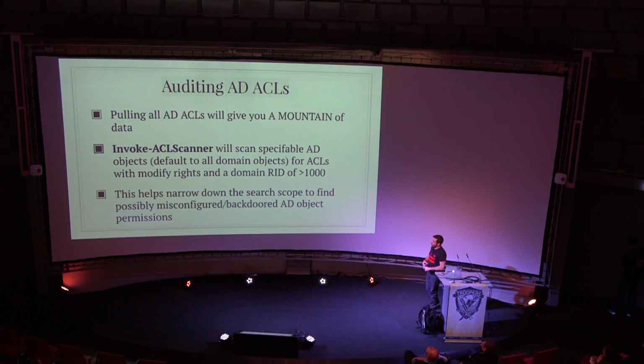Auditing Active Directory ACLs and pulling all this will give you an enormous amount of data, hundreds and hundreds of megs of plain text for some environments. So there's a helper function called Invoke-ACLScanner, which will search all the access control lists in Active Directory for every AD object. It finds ACLs that have modify rights, so it doesn't worry about read or the basic unprivileged rights, and where the user's domain RID is over 1,000. So these are non-built-in users that have edit rights to some kind of Active Directory object.